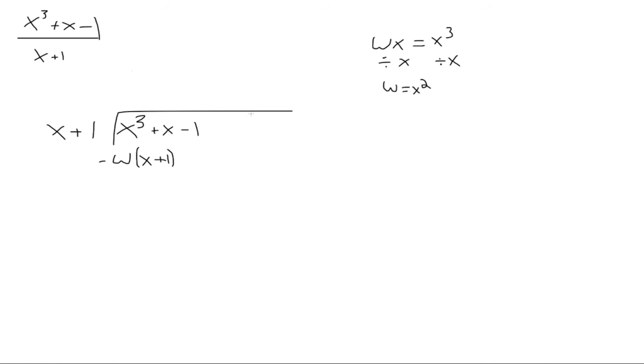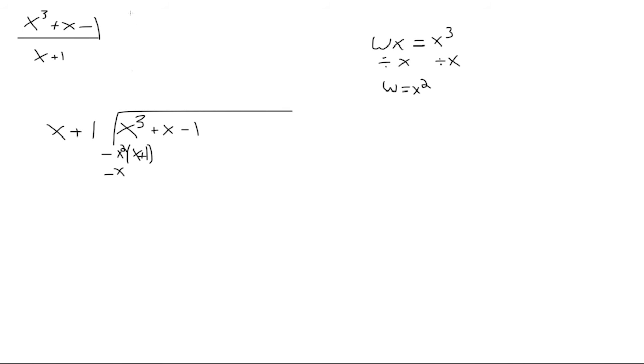So if w equals x squared, I just wrote minus w times x plus 1 to show that we're subtracting some number. But really, just to speed things up a bit, we would write it out like this. We would say minus x squared times x plus 1. Okay, so that's the same thing as subtracting.